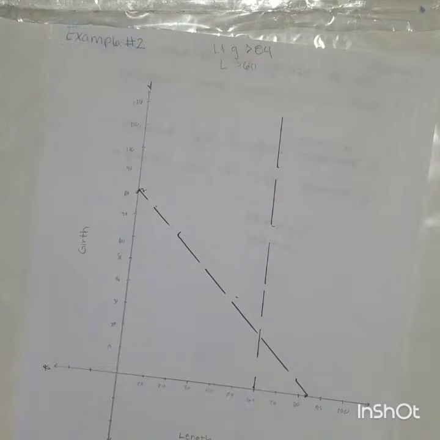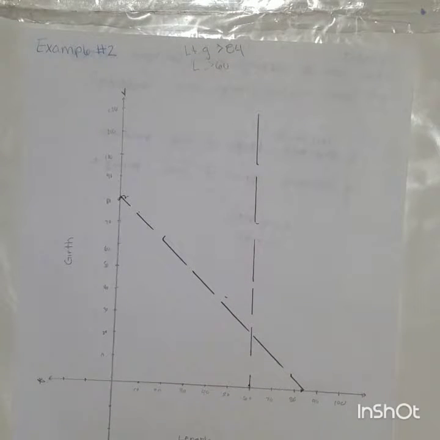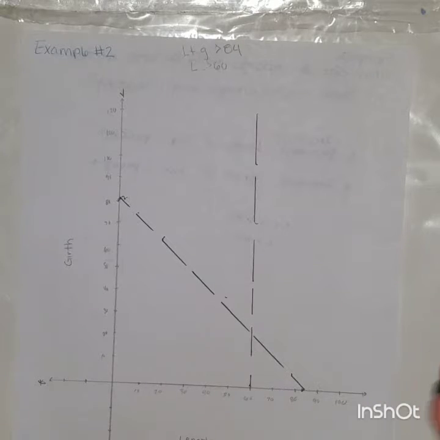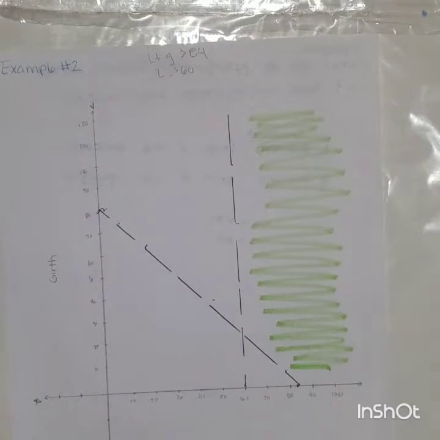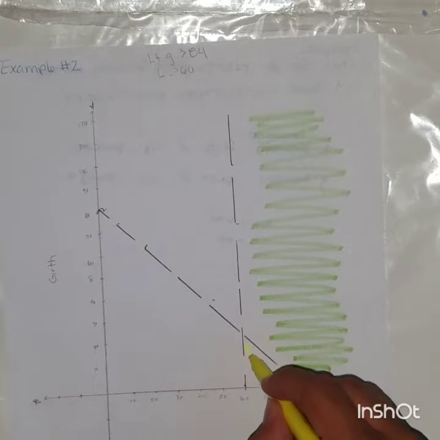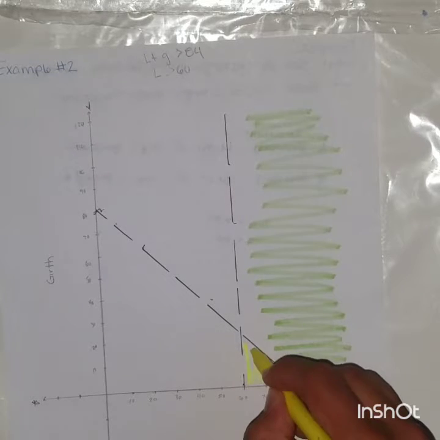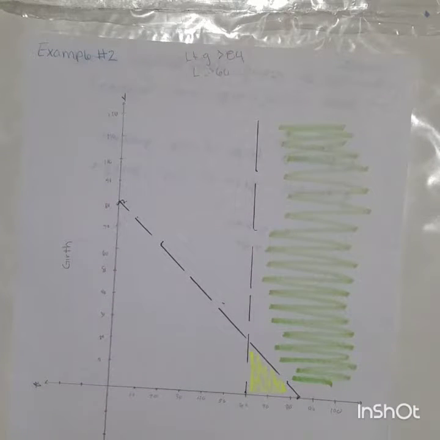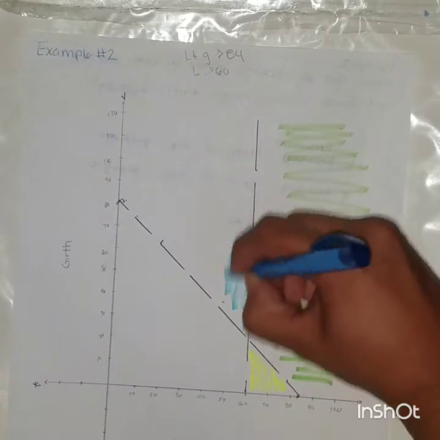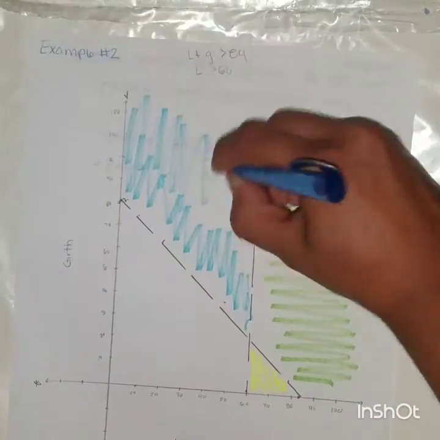So let me get my highlighters. This side right here is going to be green because it qualifies for both, since anything to the right of 60 qualifies, and anything above L plus G qualifies as well. So this is going to be a qualifier for both of them. And I lost my highlighter. Where'd it go? So this is going to be yellow because it only qualifies when it's to the right of 60. Anything before that does not qualify. And we're going to do this as blue because it only qualifies when it's above this line.